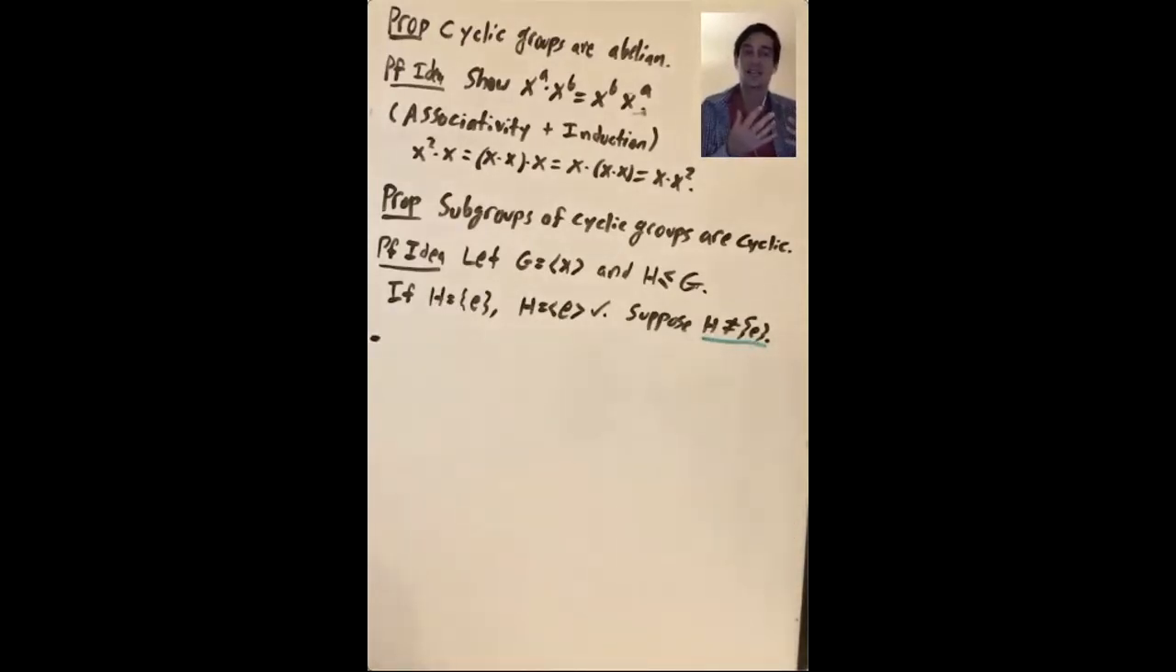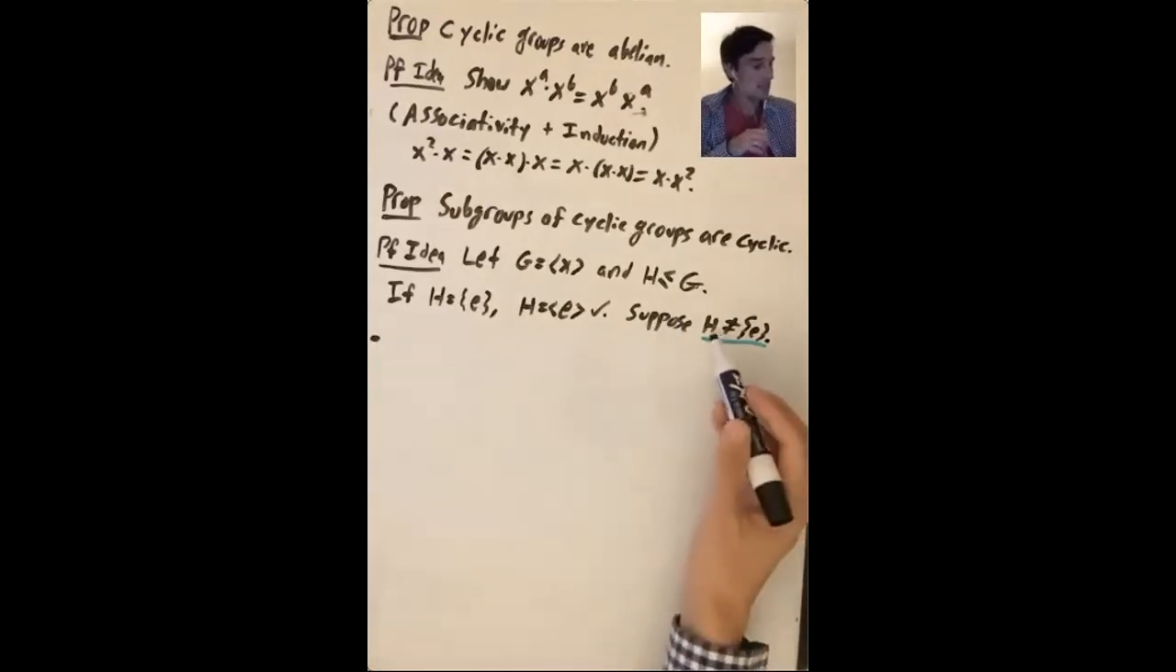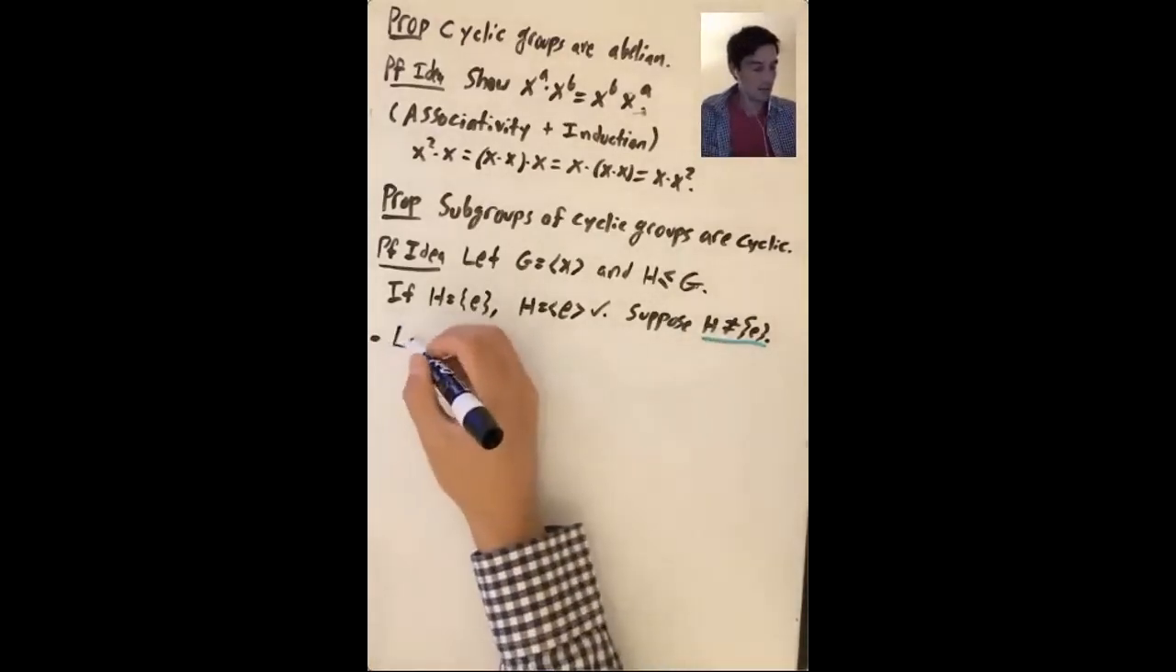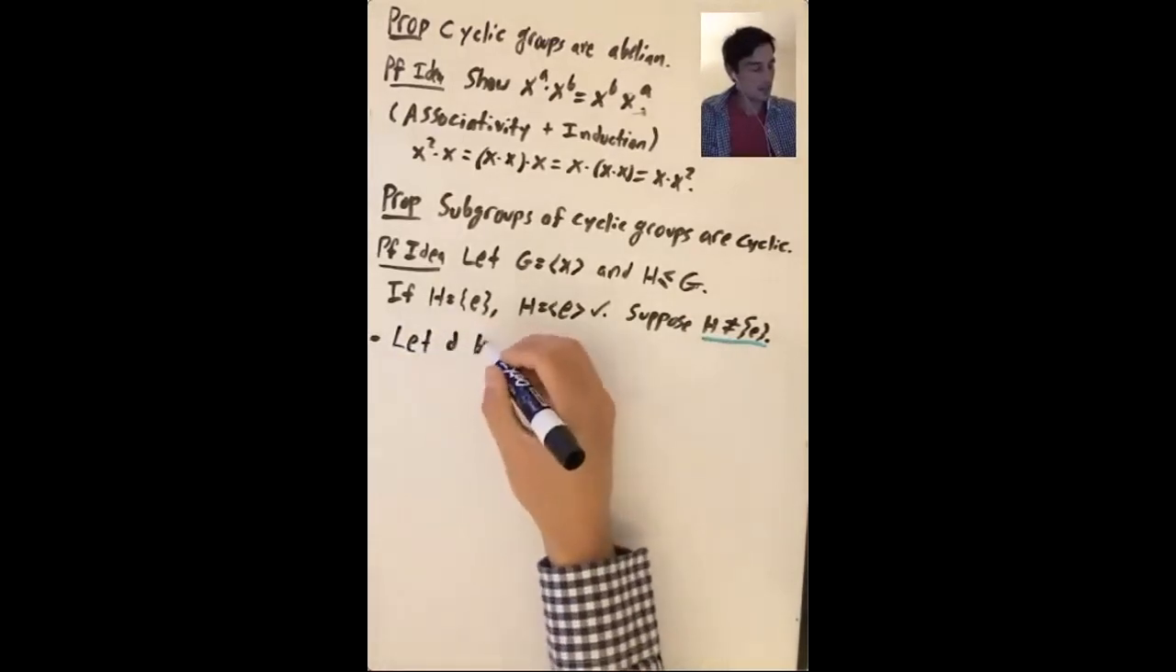So it's x to some power. Maybe that power is negative. But then, because H is a subgroup, it's closed under inverses. So if you have x to a negative number, its inverse is x to a positive number. So that means H has some element that is x to a positive power.